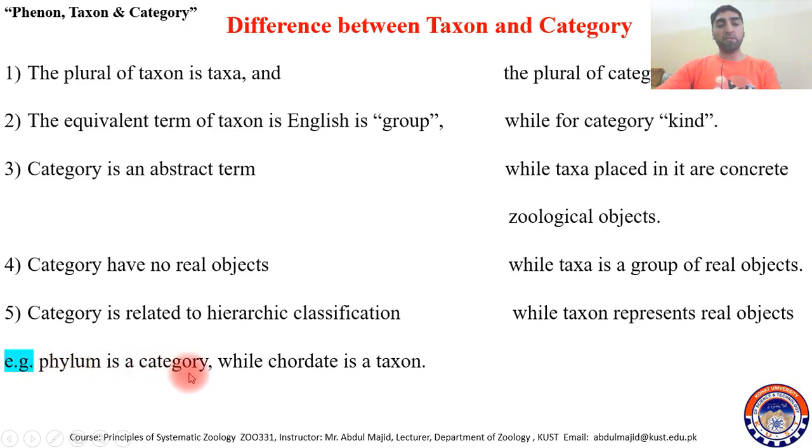For example, phylum is a category, while chordate is a taxon. Phylum is a category, while chordate is a taxon, because chordate actually refers to all those animals which have a notochord and certain other characteristics, and they are actual organisms. That's why it is a taxon. And phylum shows only the rank in the hierarchical classification.